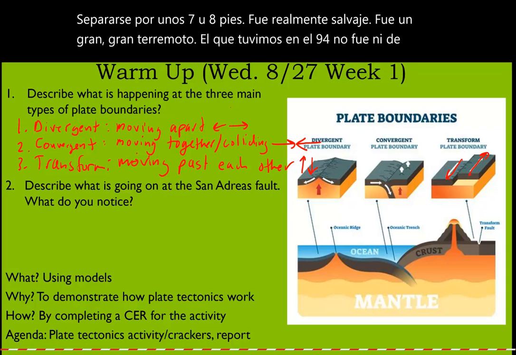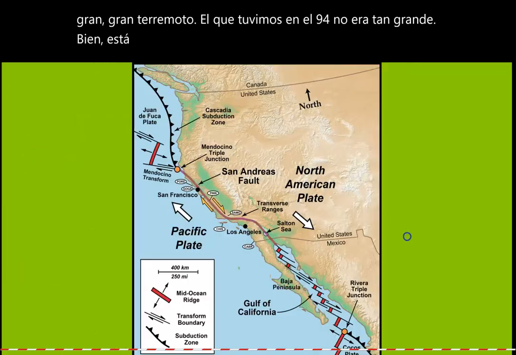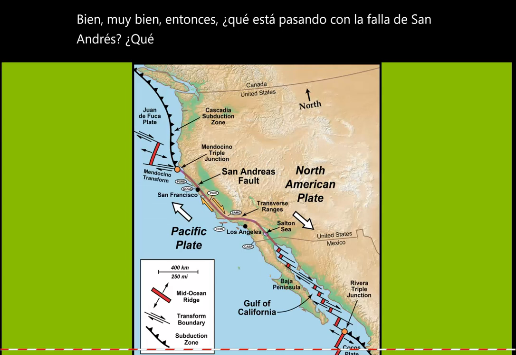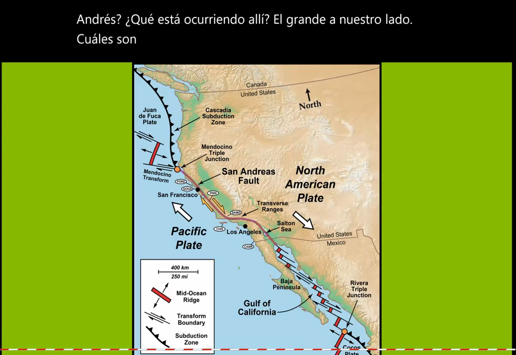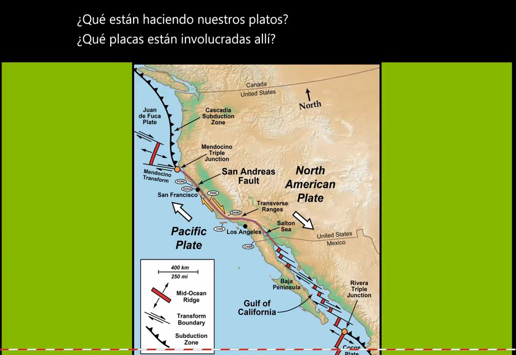Okay. All right. So what's happening with the San Andreas Fault? What's occurring there? The big one next to us. What are our plates doing? What plates are involved there? Second one, what's the name of the second one you're looking at, Yesenia?